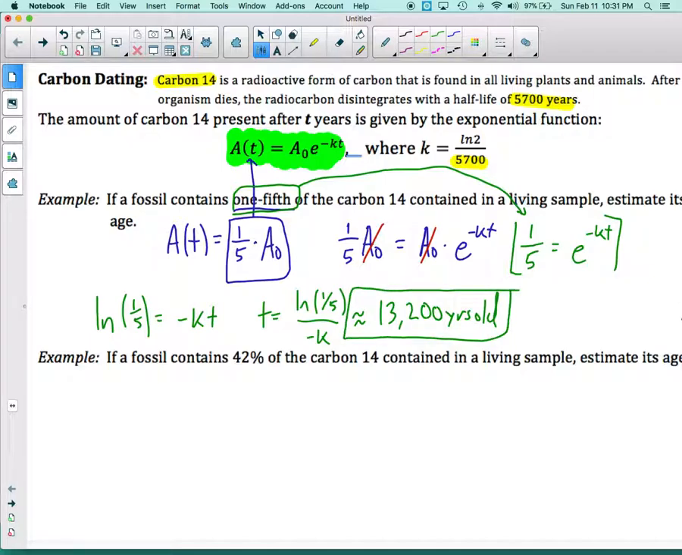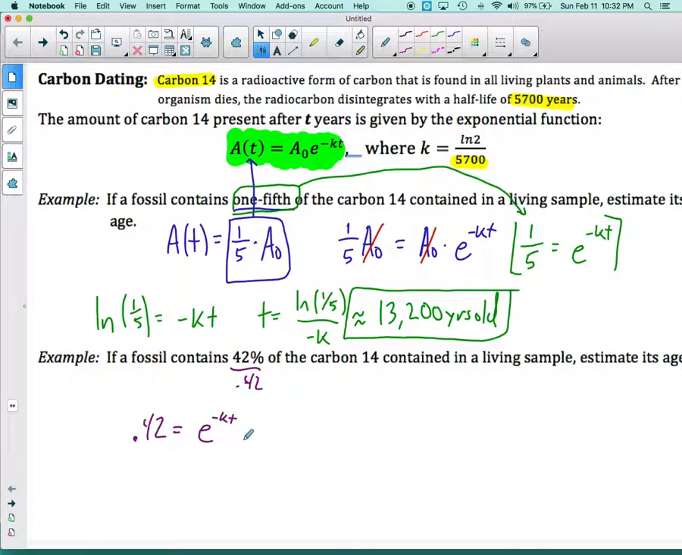All right, let's see that again. So I have another example down here. So here we have another fossil that contains 42% of its carbon-14 compared to a living sample. I want to estimate its age. So if we take advantage of what we saw on the first example where the amount remaining just gets set equal to e to the negative kt, we can go right to that. So 42% of course is 0.42. So I'm just going to write that as an equation. 0.42 equals e to the negative kt.